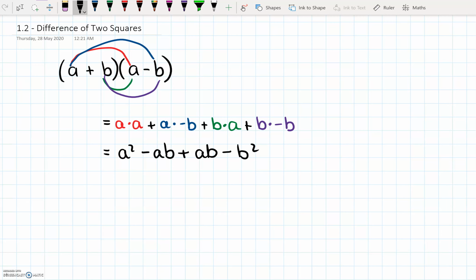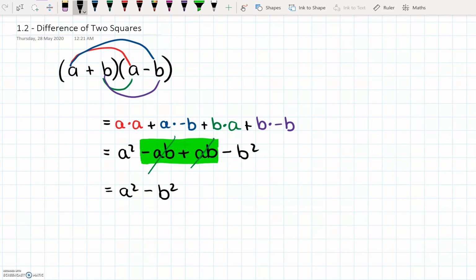Now, as usual, we need to tidy this up. If you look at these two terms in the middle, minus AB plus AB, it's an interesting one because what that actually does is it cancels out. So we can put a nice little cross through them. They're both gone. And what we have left is equal to A squared minus B squared. And this is our final answer.